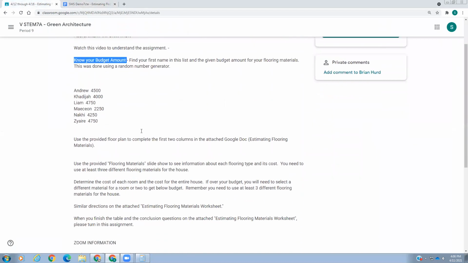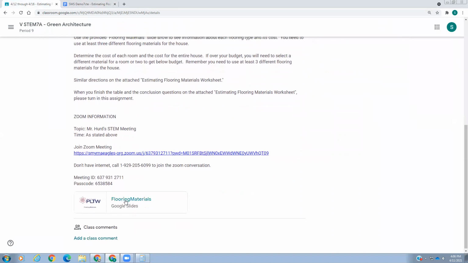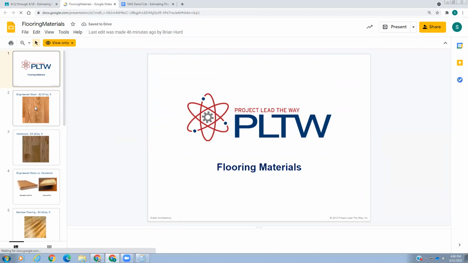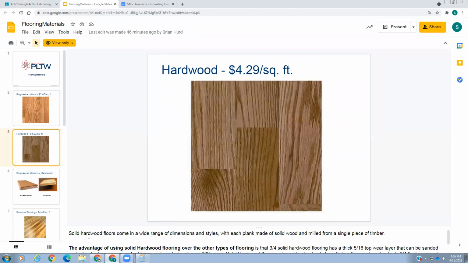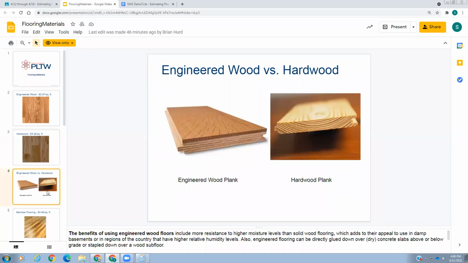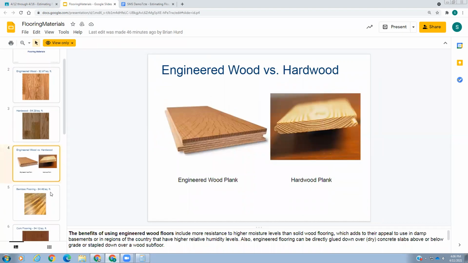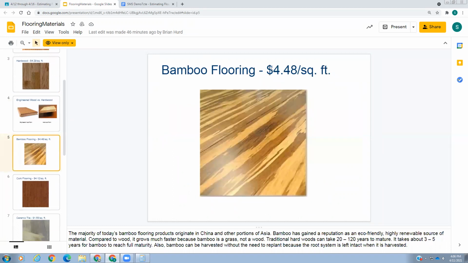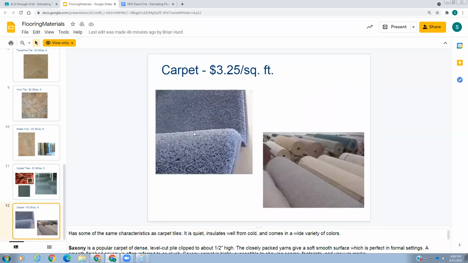Here at the bottom of our Google assignment is the flooring materials slideshow. It has different materials from engineered wood, hardwood, and there's a lot down here to read. So make sure you take a moment to learn about these and read about them. It's not going to be a quiz later or anything, but it gives you a little idea about some materials that people might have in their house and what makes them more expensive versus less expensive. You're going to see that at the top of each slide is the type of flooring and the cost. So like I already showed you, I'm going to choose carpet. That's actually slide 12. And it's $3.25 a square foot.